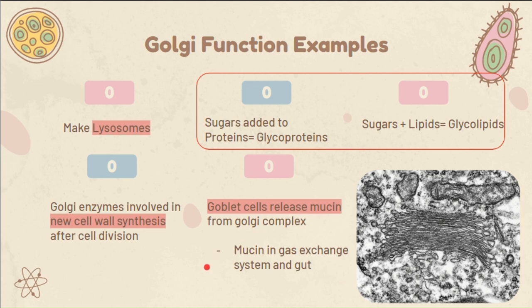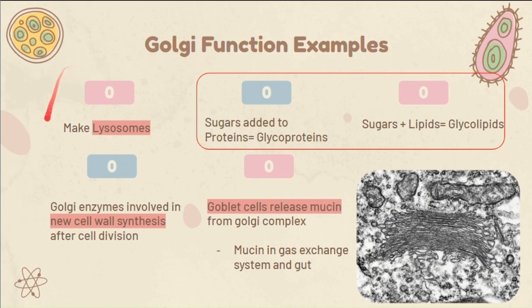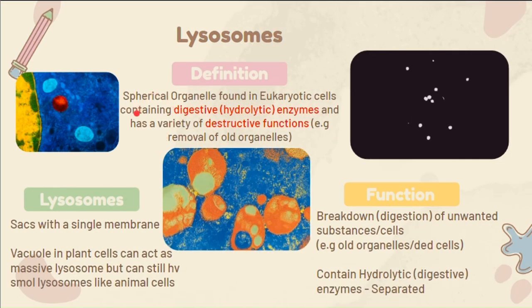The Golgi's enzymes are also involved in the synthesis of new cell walls. Two easiest examples of the Golgi's function are that they add sugars to proteins to make glycoproteins. Glyco from glycogen plus proteins, which makes glycoproteins, and adding sugars to lipids to make glycolipids. Glycoproteins and glycolipids are important CSM components. And lastly, Golgi are used to make lysosomes, small spherical organelles found in eukaryotic cells.